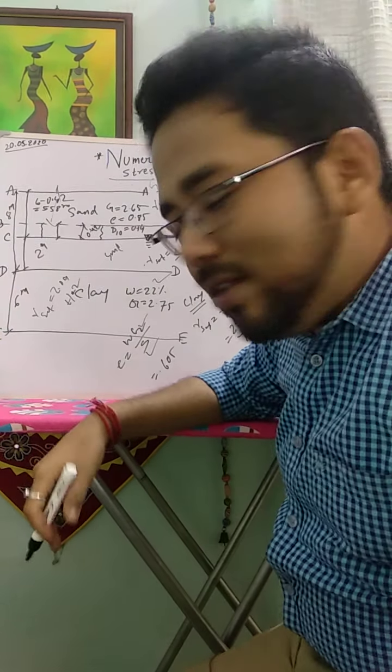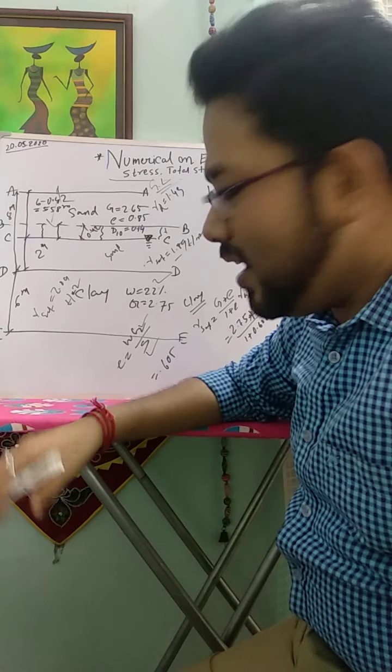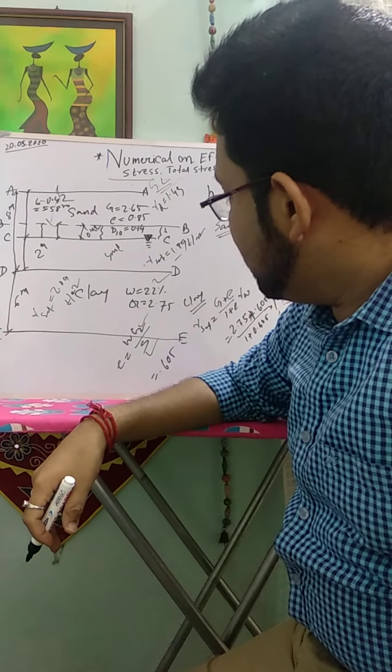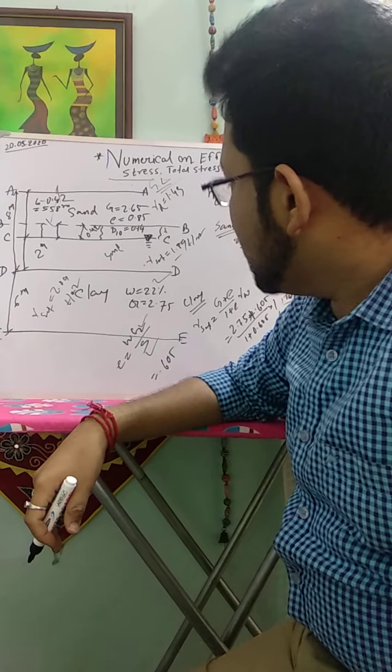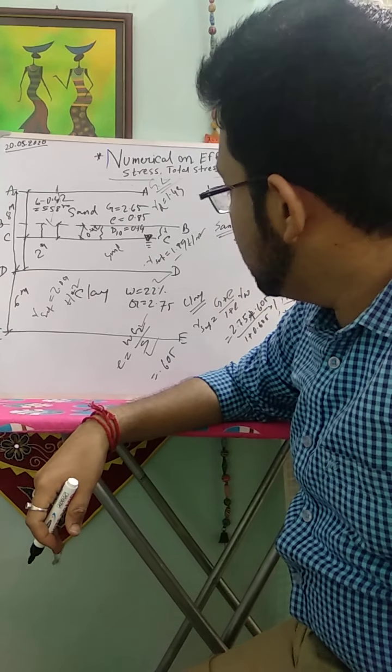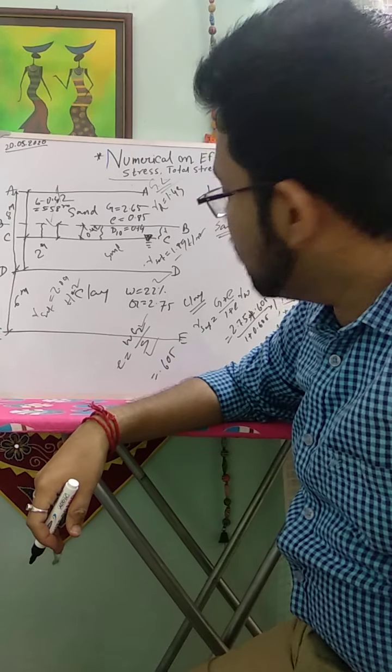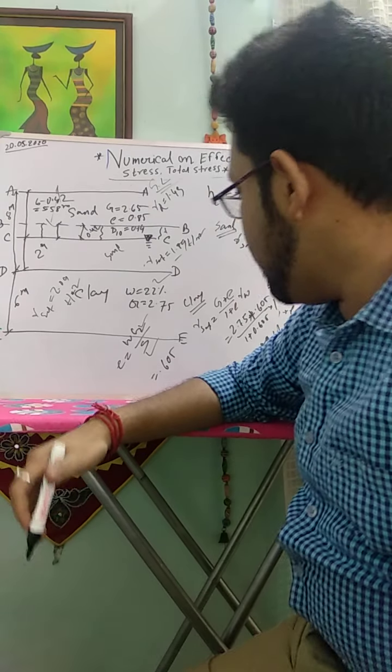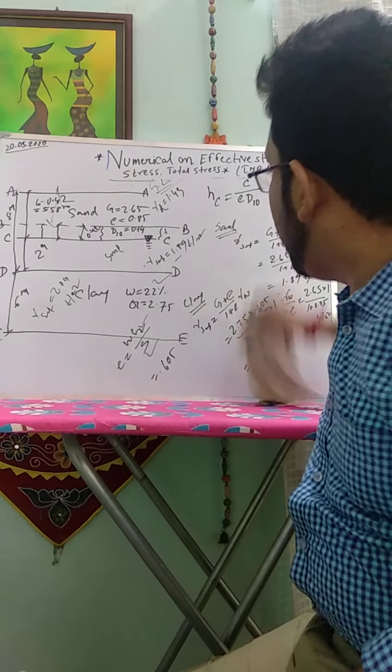Now all the unit weights are found out. Now our main part, step 2, is to find out the total, effective and neutral stress. Okay, now I omit this part.